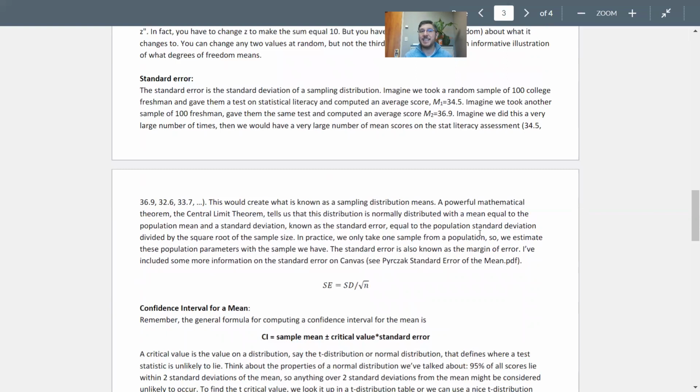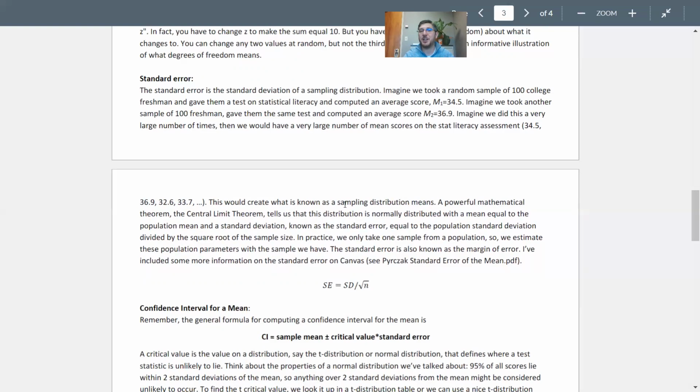34.5. Let's say we did this again. We sampled 100 freshmen, gave them a test on statistical literacy, and computed their average score. We got 36.9. Let's say we did this again. We took a sample of 100 freshmen, gave them a test on statistical literacy, and computed an average score. Let's say we did this over and over and over again, a large number of times. Then we would have a distribution of sample means. So that's what this represents. This is our distribution of sample means here. And this is what's called a sampling distribution.